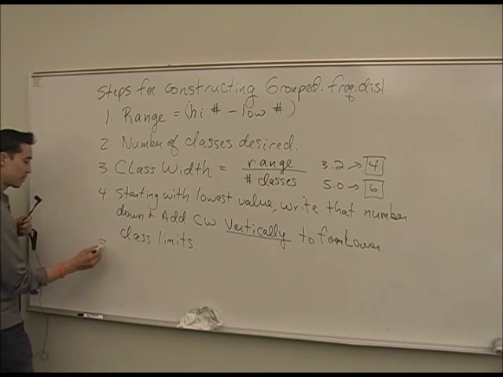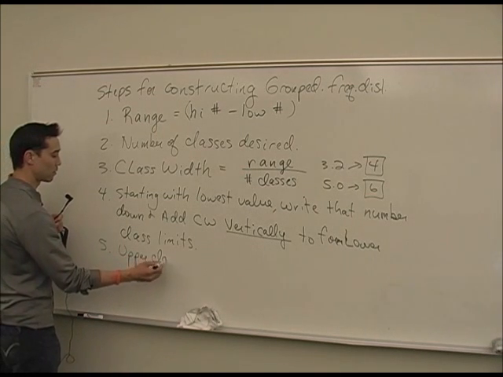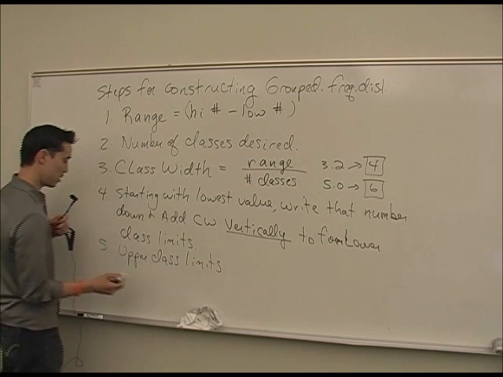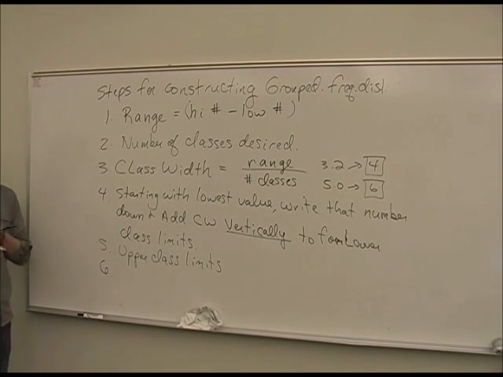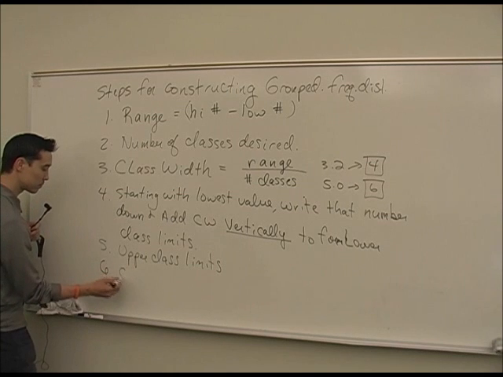Great. Step 5, then do your upper class limits. And then step 6, after you've done upper class limits, you're going to do CB, which is class boundaries.